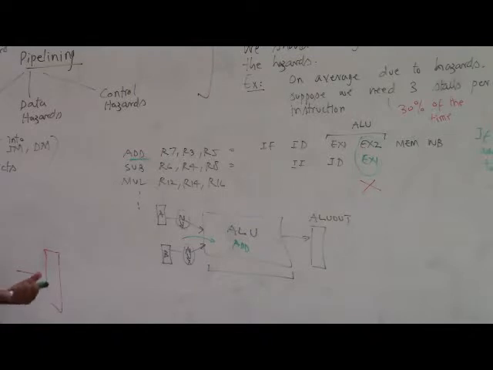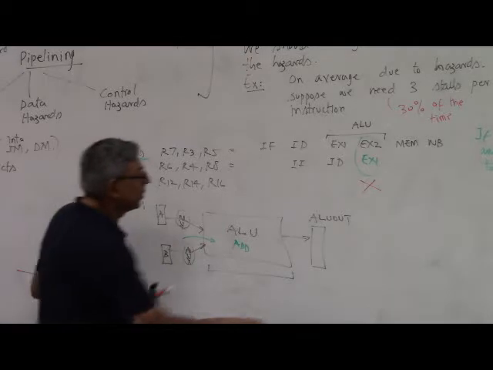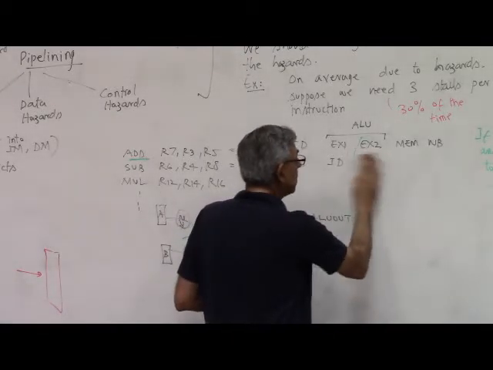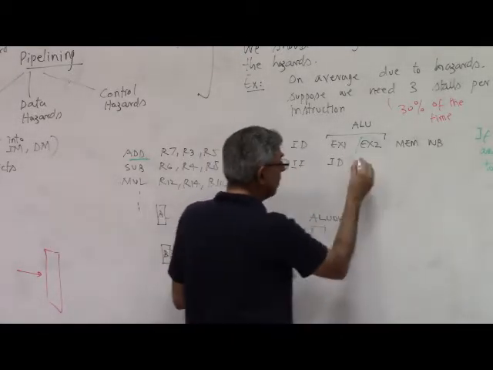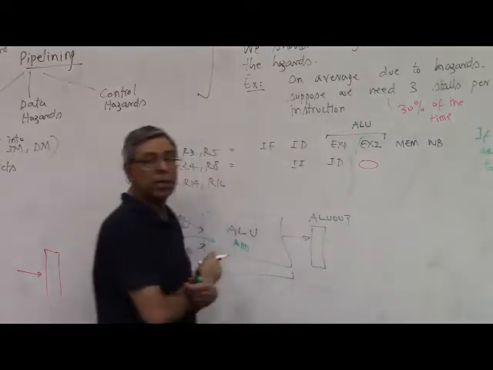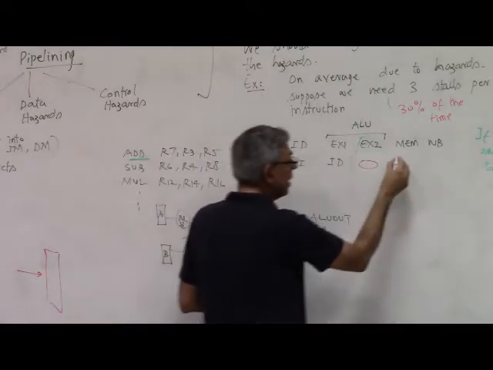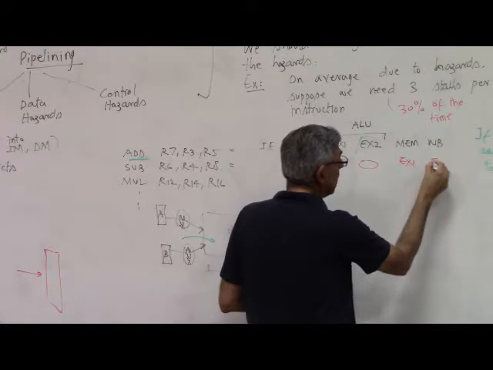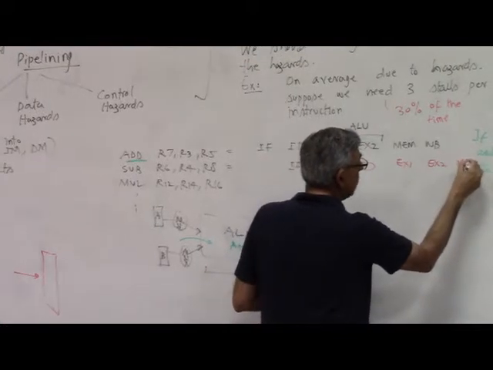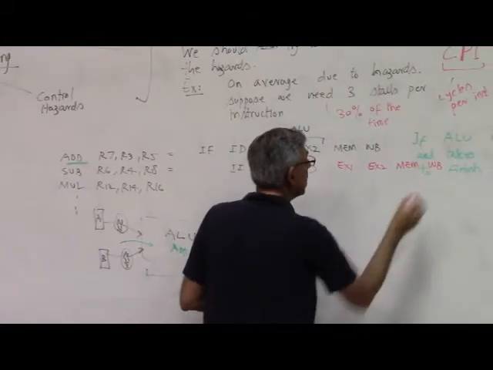Okay, so how do we solve this problem? One option is we have to put a delay over here. This is what we call the stall or the bubble. So we'll basically put a stall over here, and then we will start EX1, EX2, and MEM and write back.